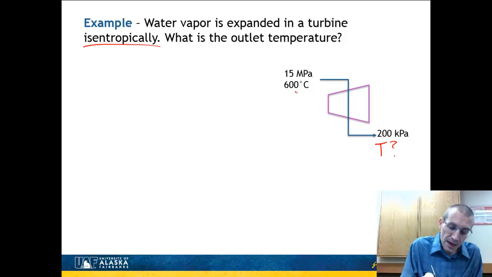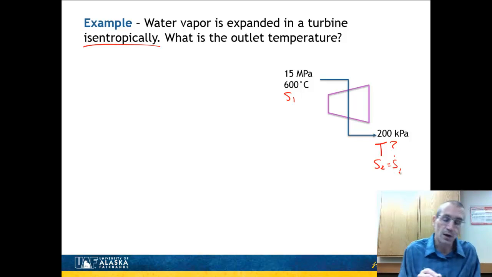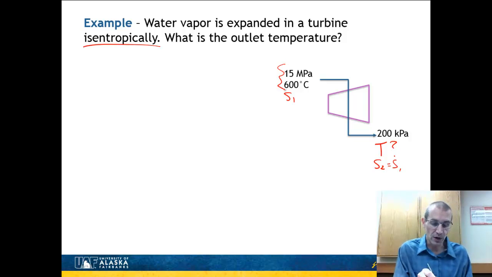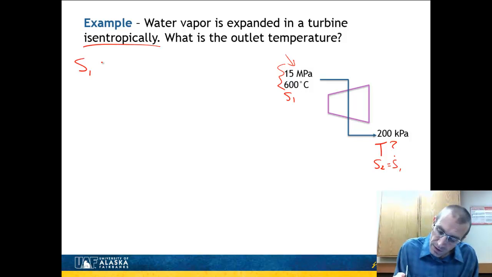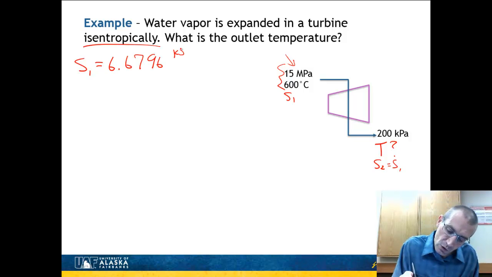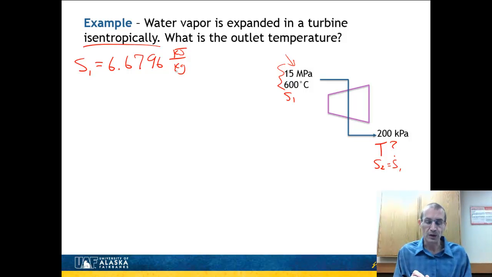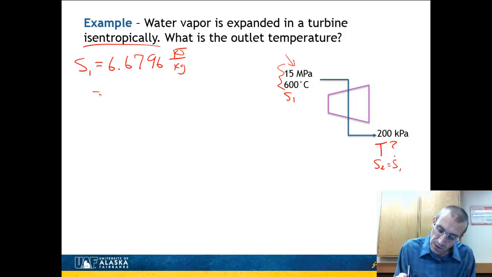Well, if it's isentropic, I've got an S1, and I'm going to have an S2, which is equal to S1. So the entropy doesn't change as I move through. And I've got these two intensive variables, so I can find out what S1 is from that. I'm going to go to the superheated tables at 15 megapascals and 600 degrees and read off the entropy. That value of S1 is 6.6796 kilojoules per kilogram Kelvin. And I know that that is also equal to S2.